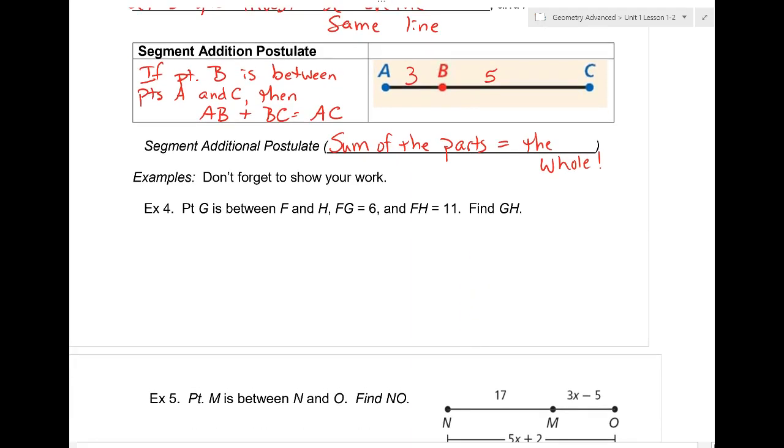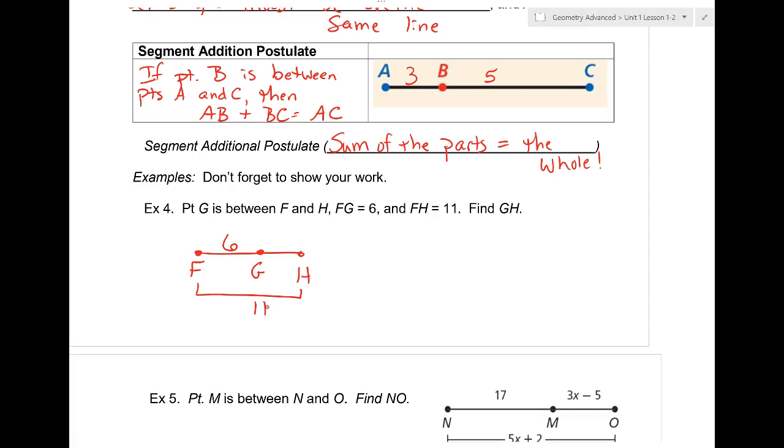All right, it says point G is between F and H. Do you see a diagram there? No, but I know here's F, here's H, and I'm going to put G somewhere between them. Then I have the rest of my given information. They say the length of segment FG is 6. The length of segment FH is 11. Notice that I can't really put it right with the G, but does that give us a good idea what it's like?